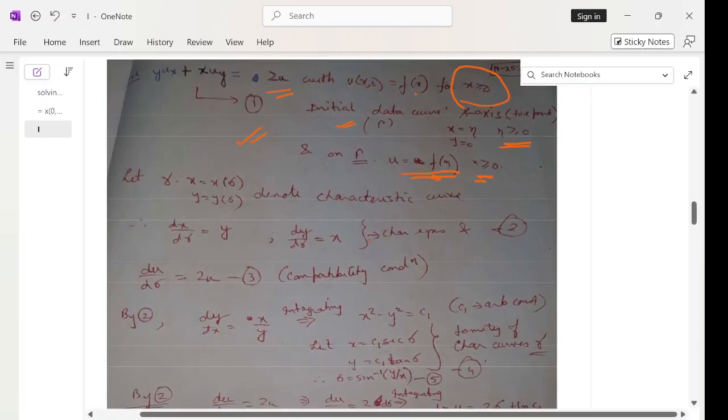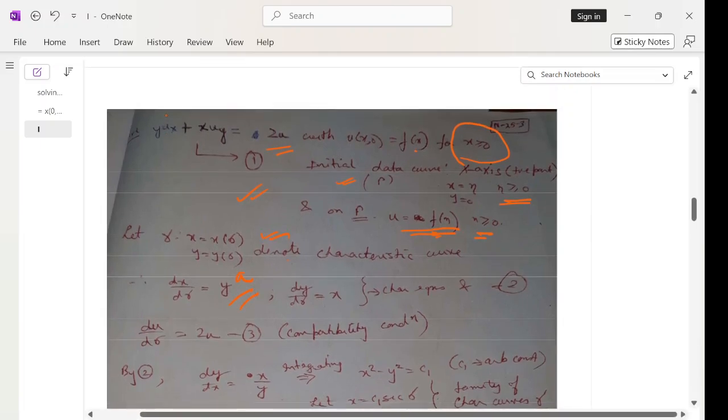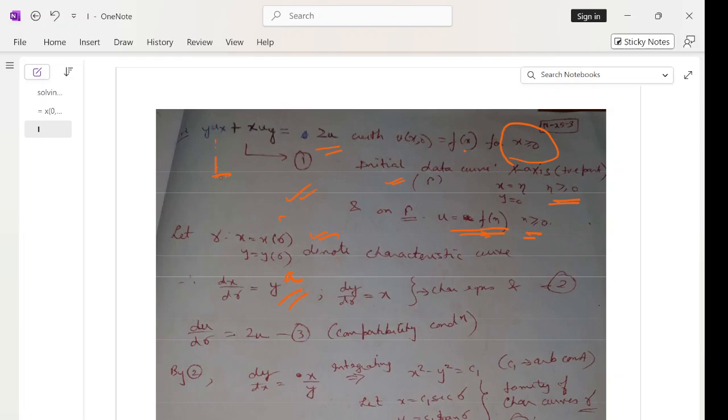Now again we will follow the same thing. This gamma, small gamma, denotes the characteristic curve. So along the small gamma, dx d sigma equals to this y. That means dx d sigma equals to a, and this is your a in equation 1. Okay, this is your a. It is not coming here. This is your b. And this is your c. So we are just using them here. This gives you the characteristic equation.